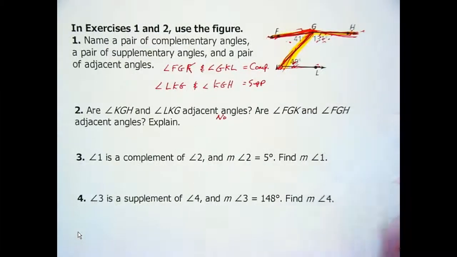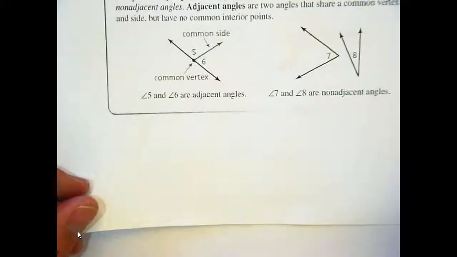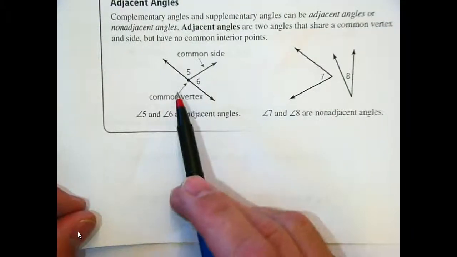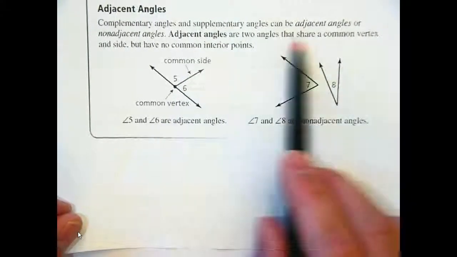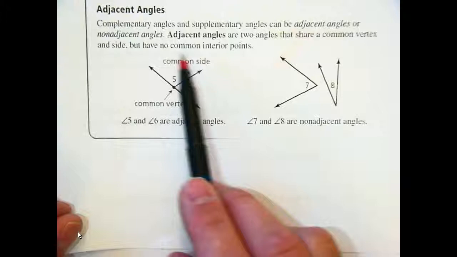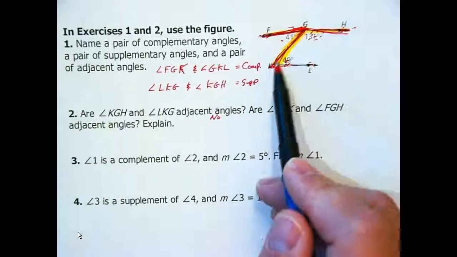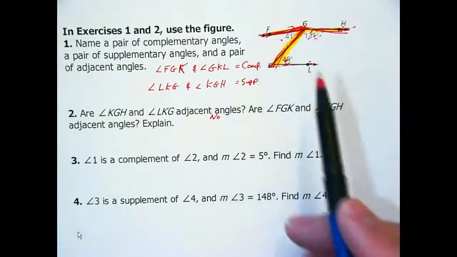All right. So really quick, going back to our picture of adjacent angles. Adjacent angles have a common vertex and a common side. They share a common vertex and a common side, but have no common interior points. So this one would have these interior points that are common.